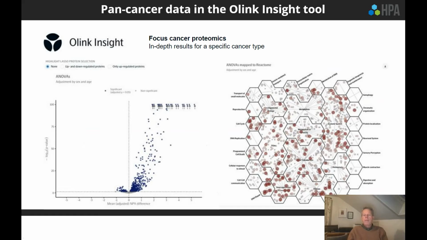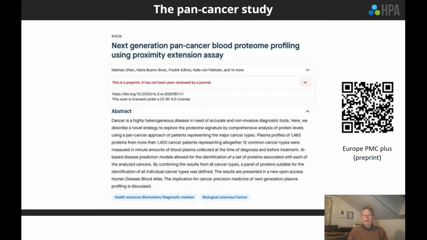There's also the Olink Insight tool, and we're very happy that all the data has also been transferred to the Olink Insight. And there you can actually go in and look at the in-depth results for a specific cancer type. And I urge you all to explore both of these resources, which are open access. We published this in a preprint, so if you're interested, you can go to that and read about it. It is also in review right now, so we hope to publish it in the future, of course.